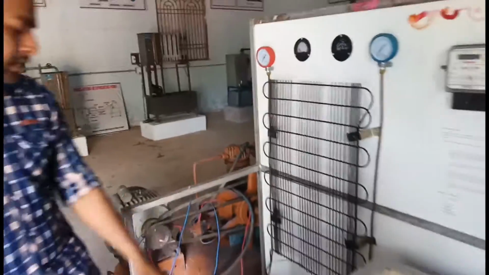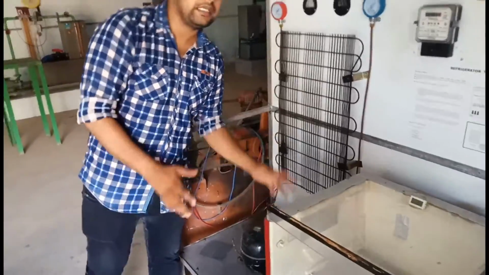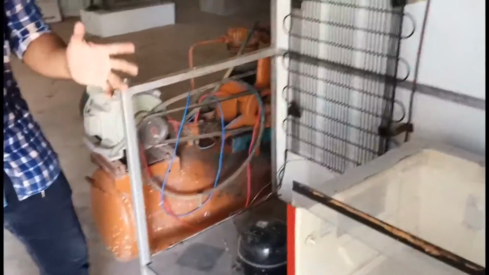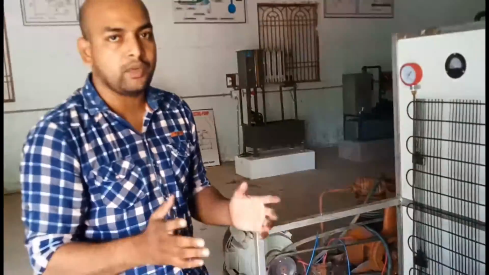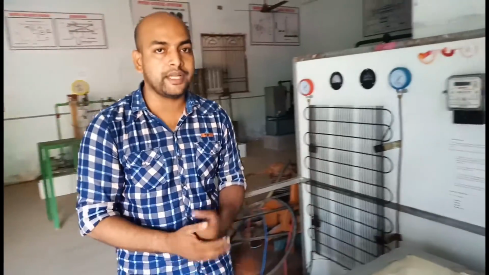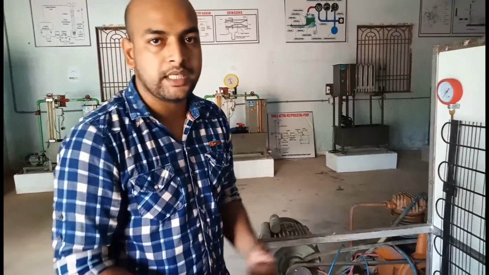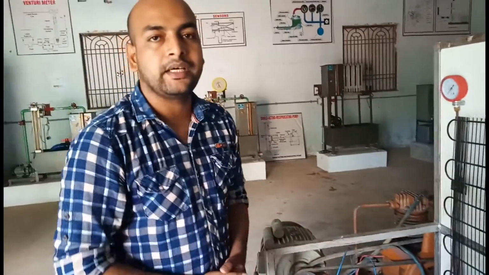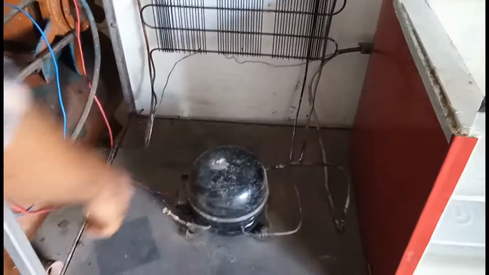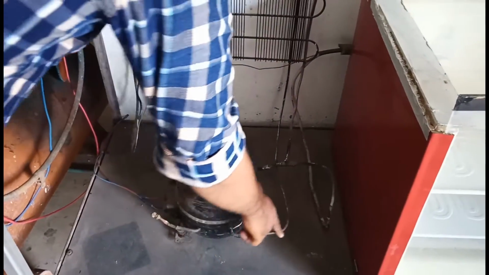So what happens here? The compressor carries the gas, meaning R134A, which is also known as the refrigerant. Different types of refrigerants are there, but the latest version of refrigerant is known as what? R134A. So that refrigerant passes through these tubes and it forms the condenser.